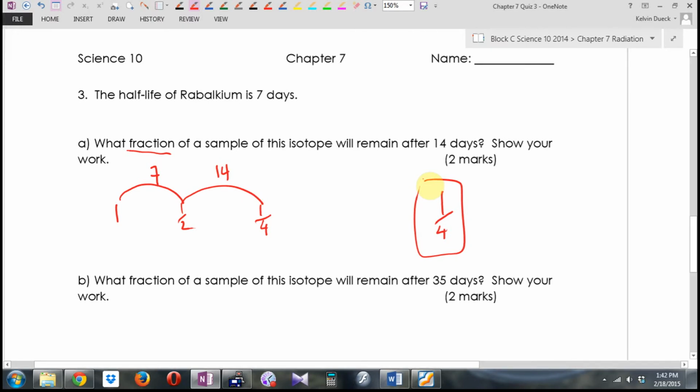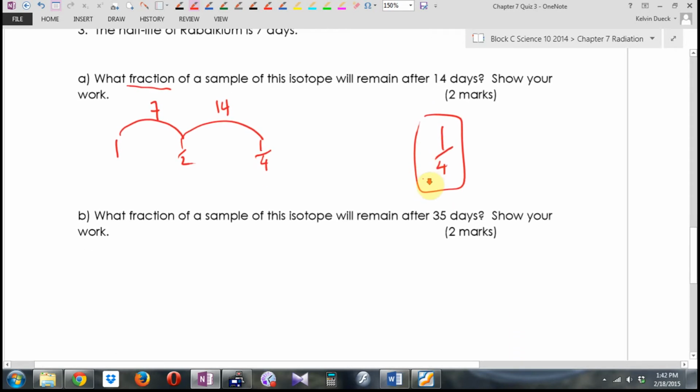And you can see, if you analyze, for example, rock samples and you know how much of one element or the other is, you can work your way backwards and figure out how old stuff is. This is how we do radioactive dating. What fraction will remain after 35?